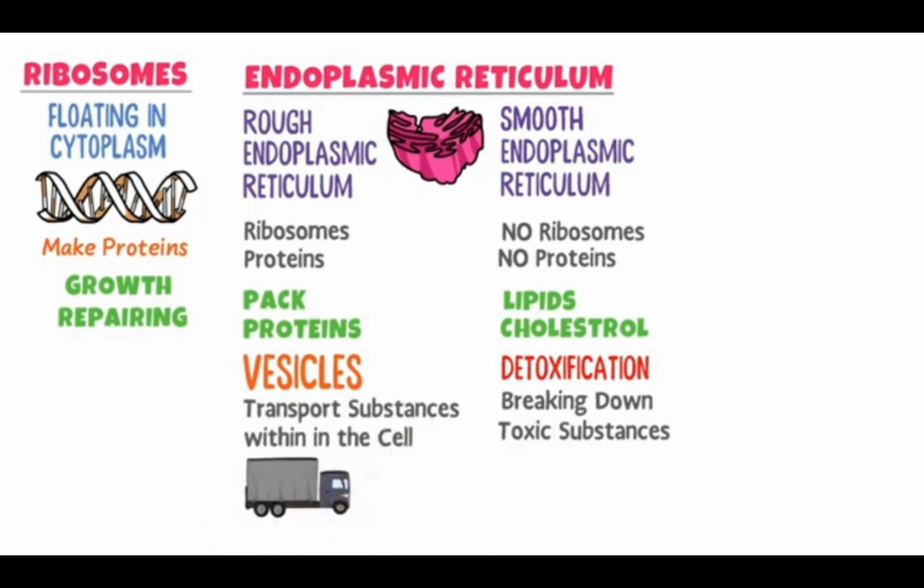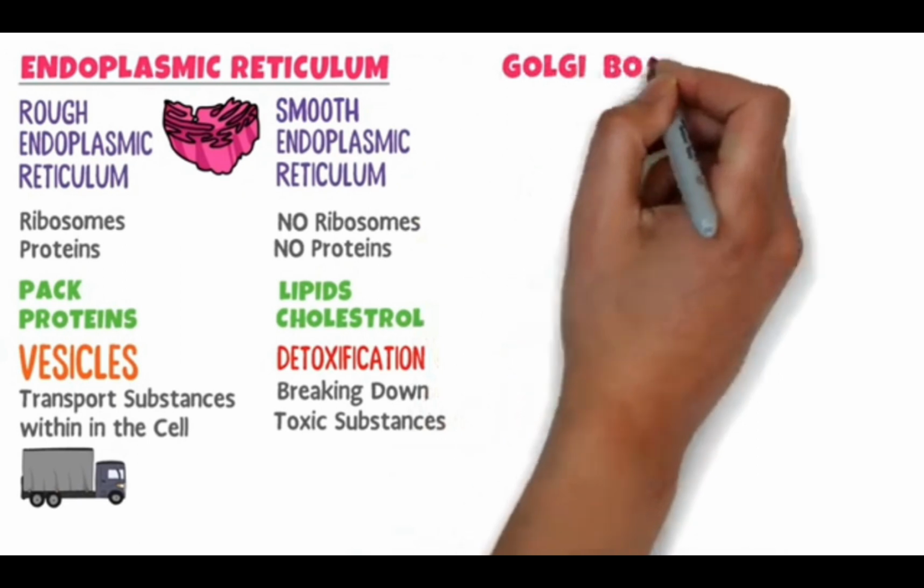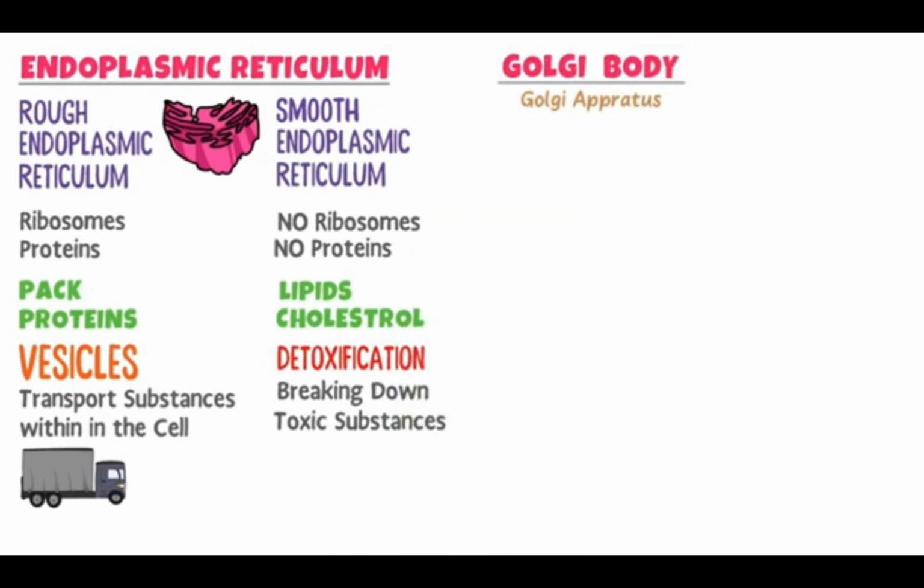to the Golgi bodies, also known as Golgi apparatus. Golgi is the name of the scientist who discovered it. Remember that Golgi body is the post office of the cell where things are collected, packed and exported.